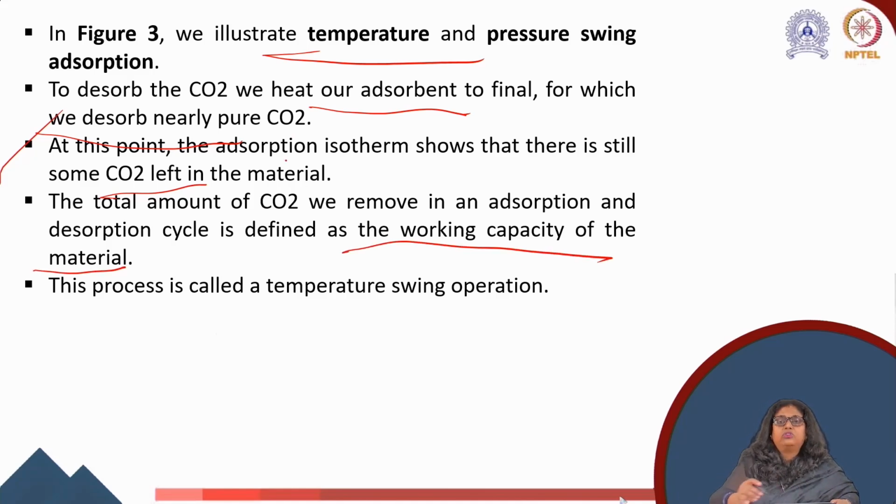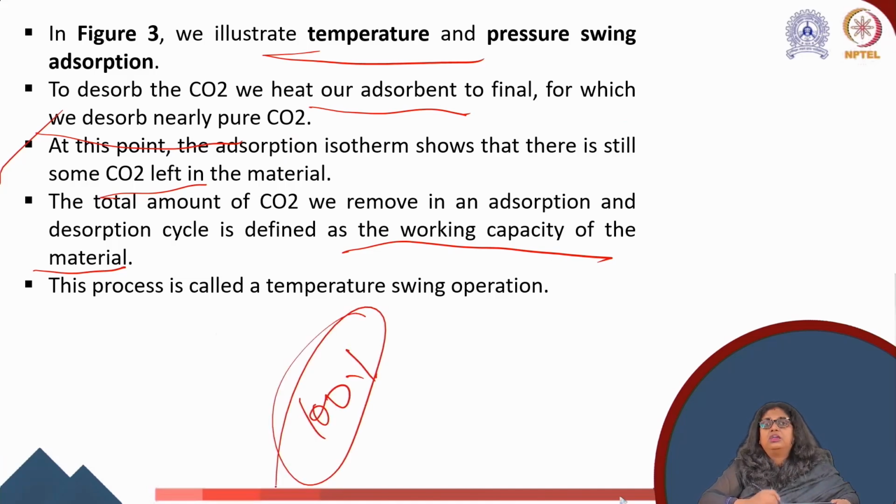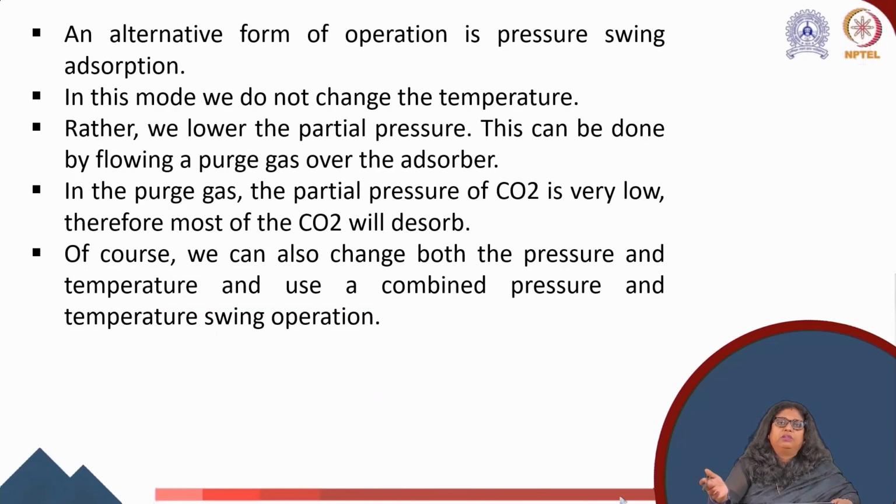material. So when we are talking about desorption, it is not 100% efficient. Some amount of CO2 will still be adsorbed on the bed. That we call the working capacity of the material. In this process, first we are talking about the temperature swing operation, where heat is used as a medium, and using the heat the desorption takes place.